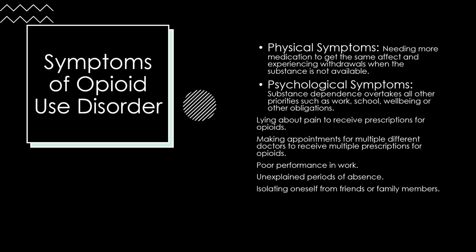Symptoms of opioid use disorder. Physical symptoms would be needing more medication to get the same effect, or experiencing withdrawals when the substance is not available. Psychological symptoms: substance dependence overtakes all other priorities such as work, school, well-being, or other obligations.